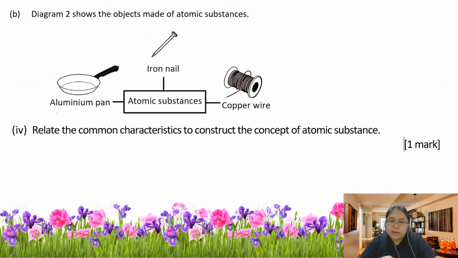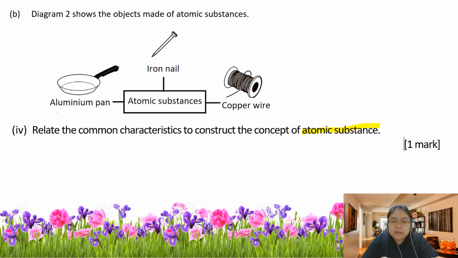Okay, last one, you need to relate the common characteristics to construct the concept of atomic substance. Okay, I want you to see the last words of the question, atomic substance. So you must bring atomic substance into the first sentence. When you start the sentence, you must start with atomic substance. This is the format. If you don't start this way, they will deduct your marks. So we need to bring it to the front, then we start. Atomic substance is a substance that what? Refer back to the 3 common characteristics you mentioned just now.